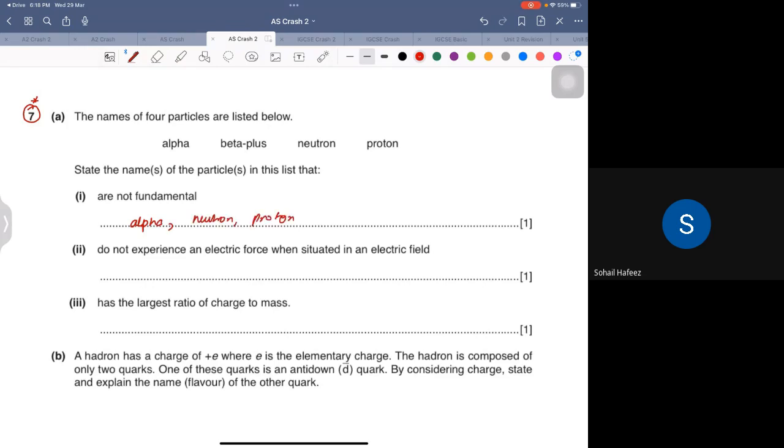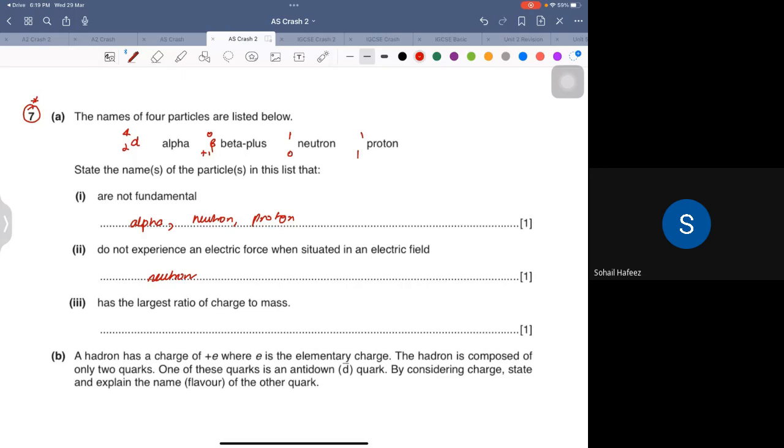Okay, and then do not experience electric force when situated in an electric field. Which one? Neutron. Neutron, it has no charge. Okay. Has the largest charge to mass ratio. What is the largest ratio? Alpha particle is 4. Beta particle has almost no mass and positive 1 charge. Neutron has no charge, 1 mass. Proton has 1 charge, 1 mass.